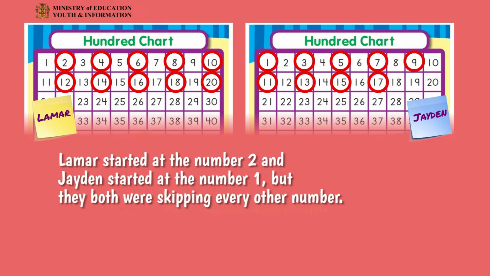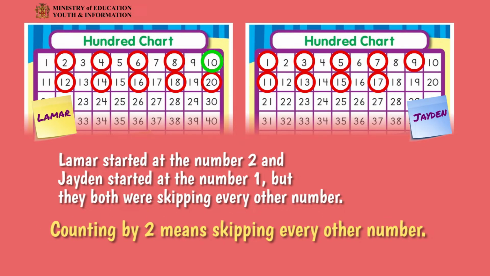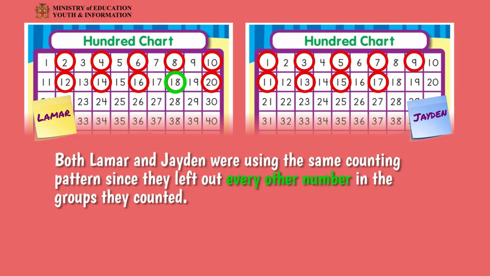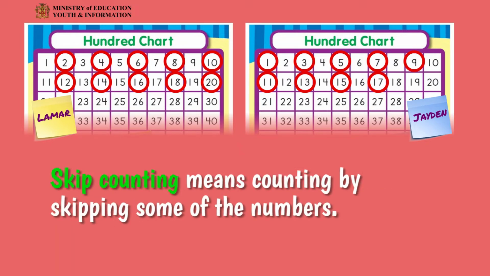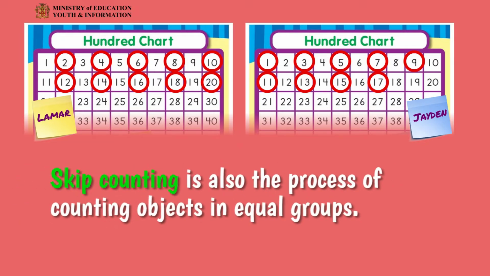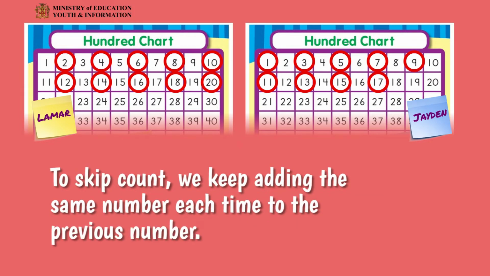Therefore, we can say counting by 2 means skipping every other number. We can see that both Lamar and Jaden were using the same counting pattern since they left out every other number in the groups they counted. This kind of counting is called skip counting. Skip counting means counting by skipping some of the numbers. It is also the process of counting objects in equal groups. To skip count, we keep adding the same number each time to the previous number.